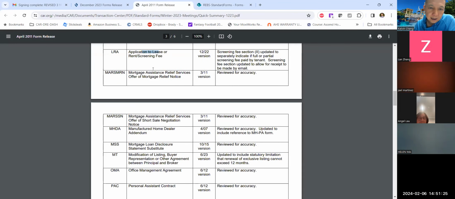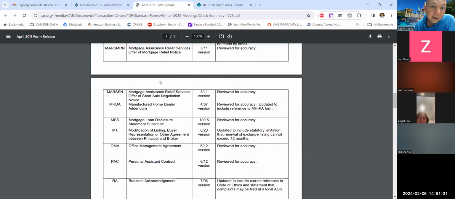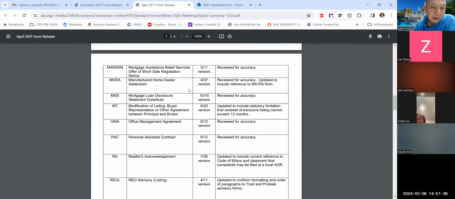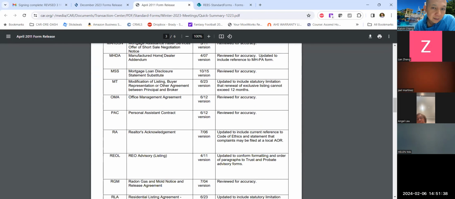Moving on down, the mortgage relief notice is more regarding people who are looking for forbearance or a short sale or a postponement of their payment plan, so I'm not going to talk about that part. Manufactured home dealer addendum. Anytime you're selling a mobile or manufactured home, or in a trailer or in a community, there's a new disclosure addendum to provide.